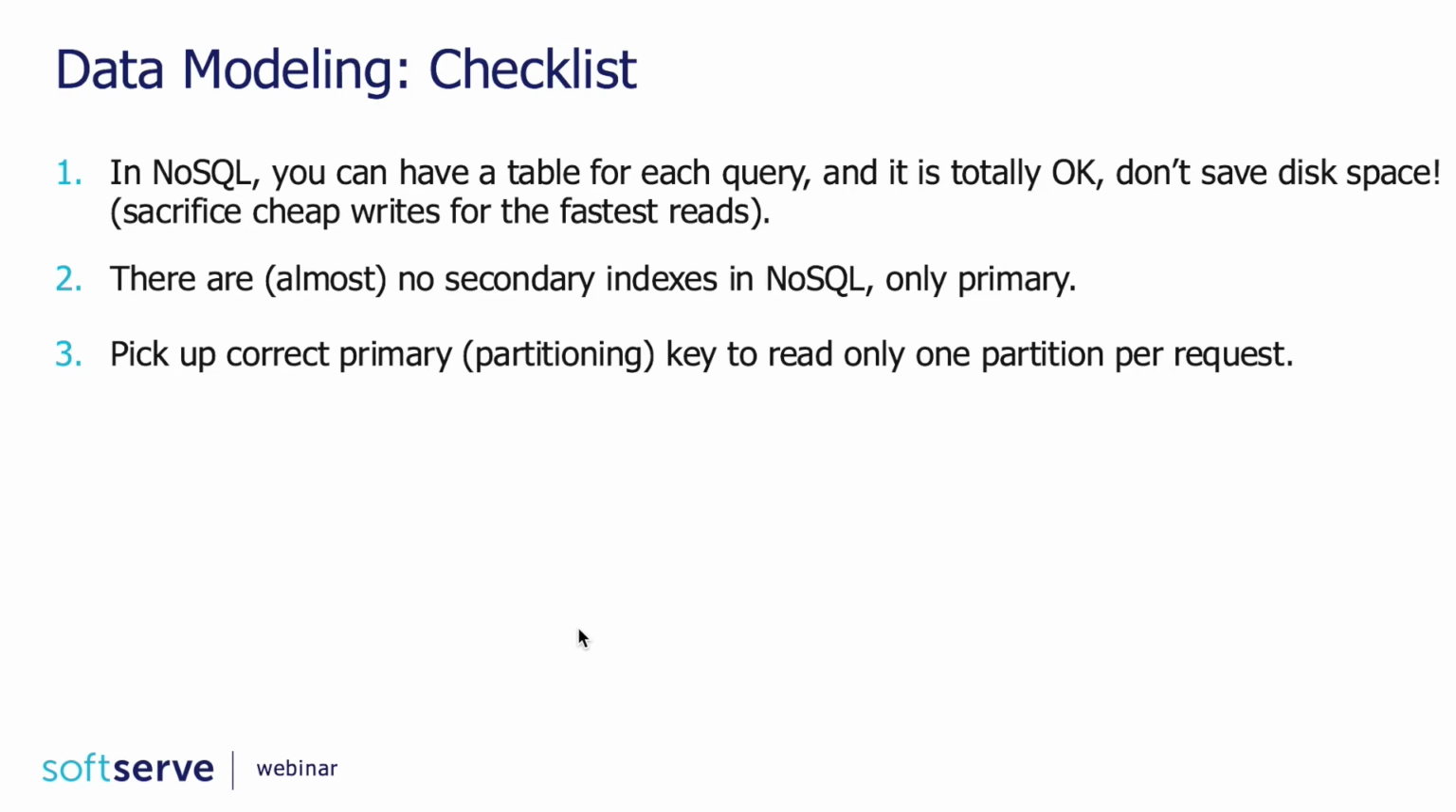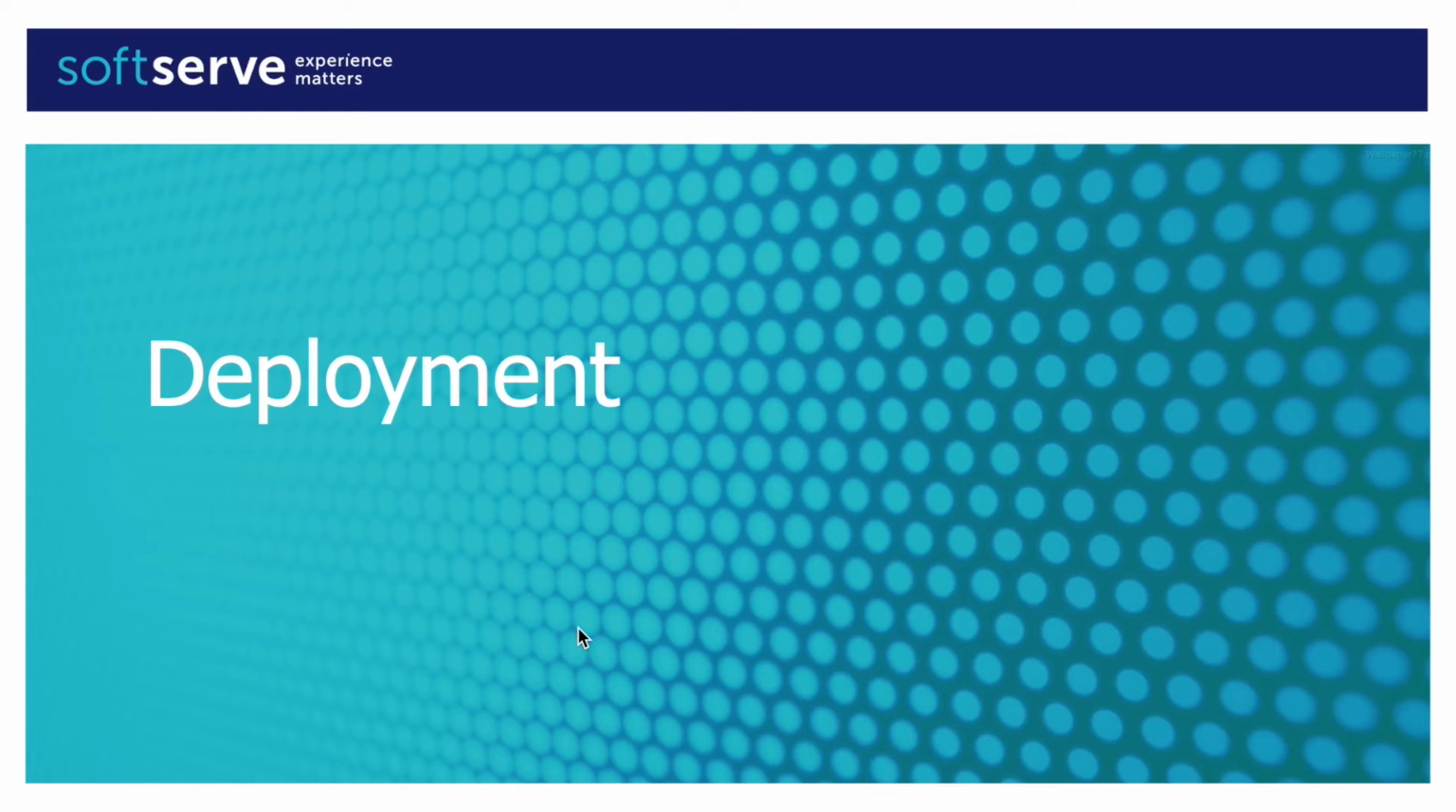Always pick up the right partitioning key to ensure that data is spread evenly according to the rules of NoSQL. And remember that there is no or almost no secondary index in NoSQL tools, only primary. So this means that you probably will have to create separate tables for separate queries, and it's perfectly fine for NoSQL.